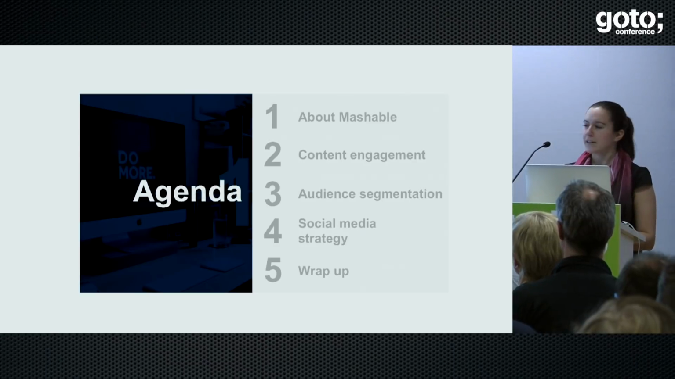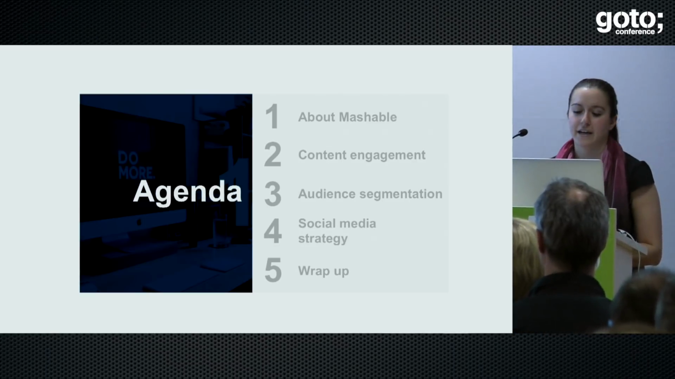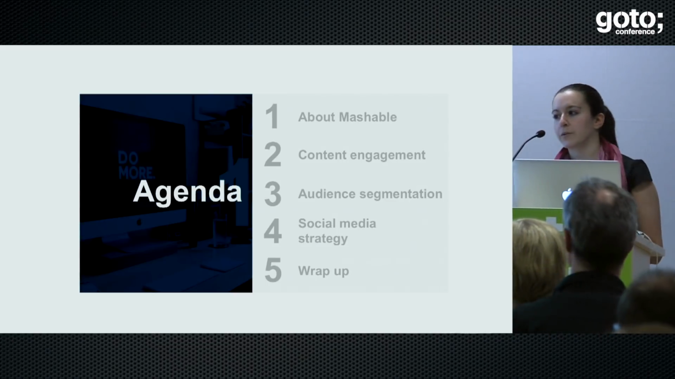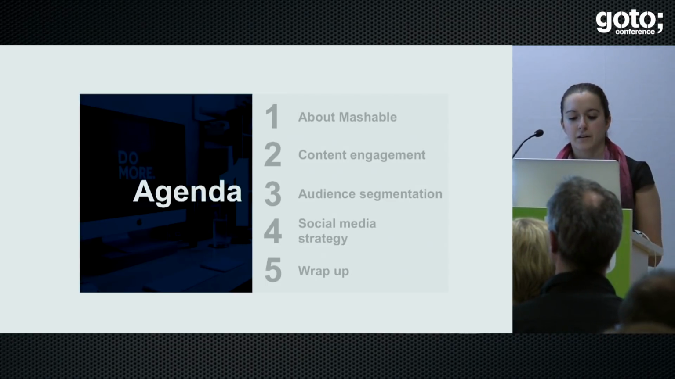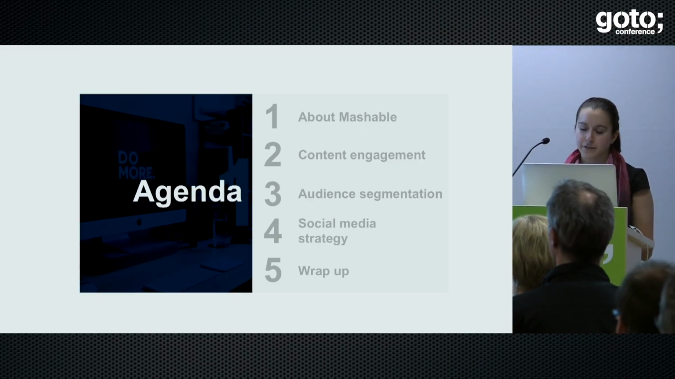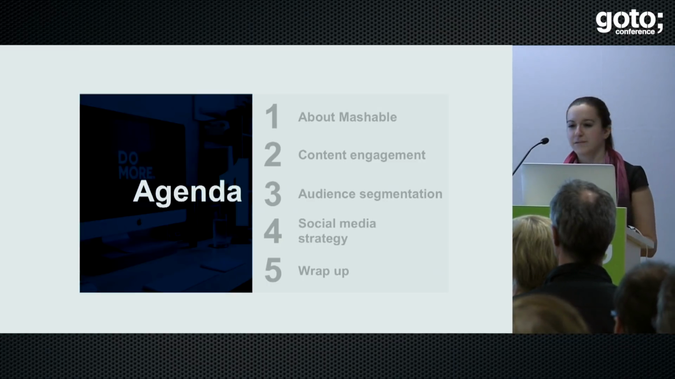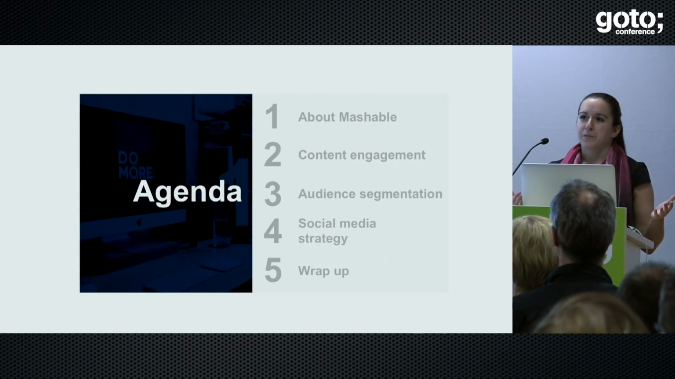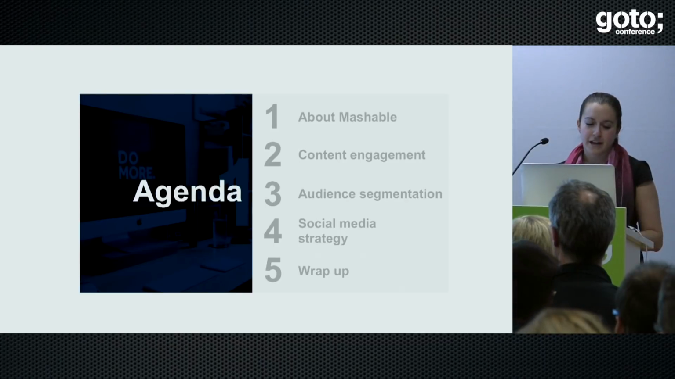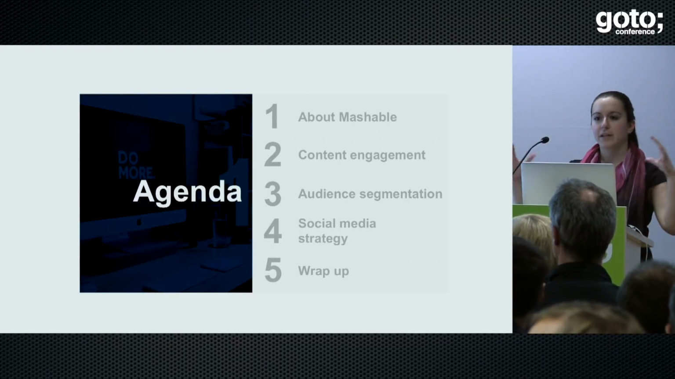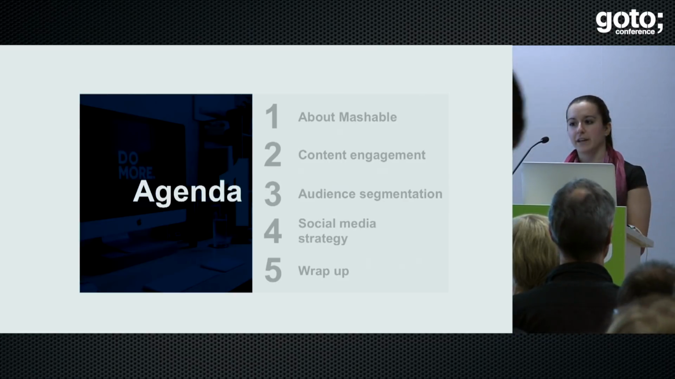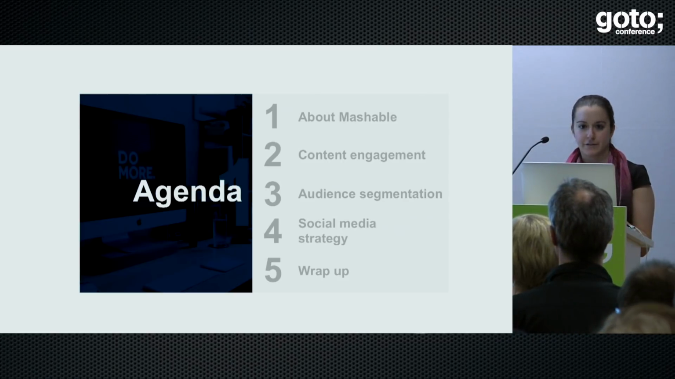So, this is what I'm going to talk to you about today. I'm going to give you an overview of Mashable, which is really important for understanding all of the different use cases for machine learning that I'm going to talk about. So I'm going to set up what Mashable is, what sort of audience we have and all of that. And then I'm going to talk about 3 higher level categories: content engagement, audience segmentation, and social media strategy, and how I've applied machine learning to each of those segments, and then some wrap up with some takeaways.